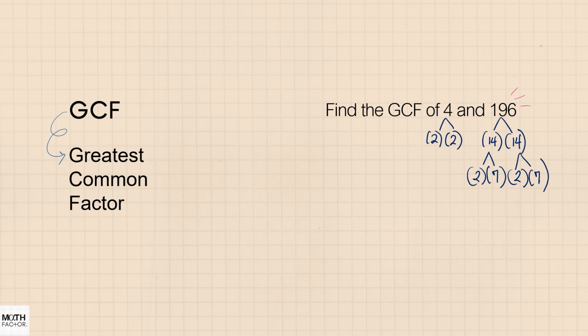Next is to identify the common prime factors. And the common prime factors of 4 and 196 are 2 and 2. To find the GCF, you need to multiply the common factors. So you have 2 times 2, which is equivalent to 4. So therefore, the GCF of 4 and 196 is 4.